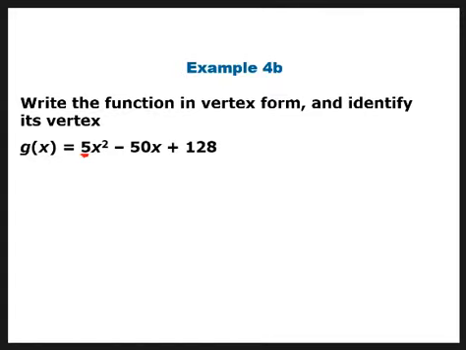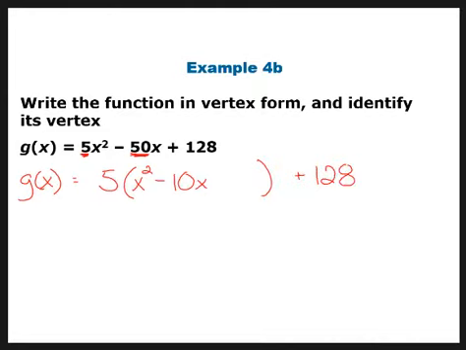So first thing I want to do is I'm actually going to do this in 2 steps. I'm going to take a 5 out of both of these terms. So 5, I'm going to have x squared minus 10x. I'm going to leave some room, and I have plus 128 over here. We'll complete the square with the portion that's in parentheses.